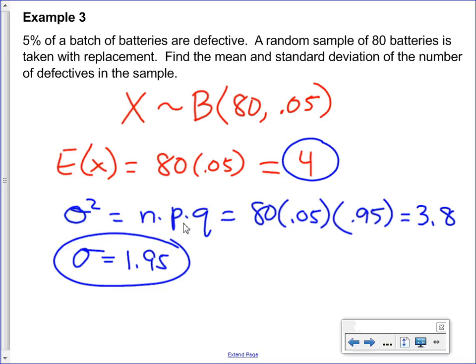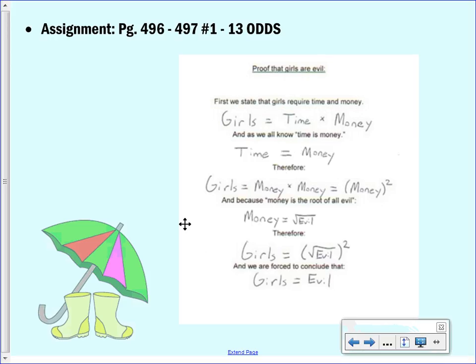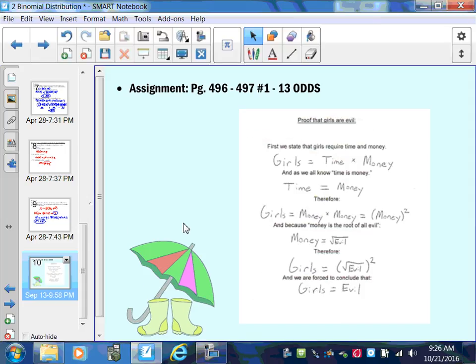Okay. Save the rest for when you come back. We'll do that together in class next time. Your homework: the proof that girls are people. Awesome. Who did that? I think Travis did that. Problems 1 through 13 odds is your assignment. And again, we'll do the practice together with Alejandro and Aria just to make sure they're good to go.